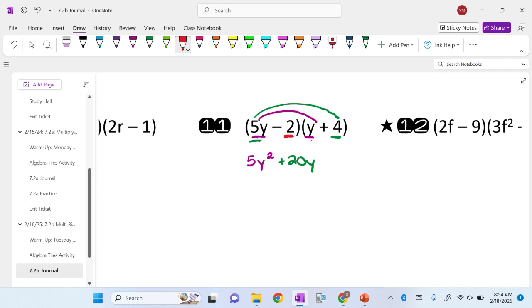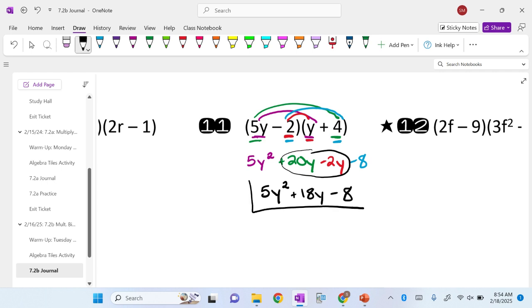Innards. So negative 2 times y. What's negative 2 times y? Negative 2y. And then lastly, my last. Negative 2 times 4 is negative 8. Then we just combine like terms, which are only my singular y's. So this would be 5y squared. 20y minus 2y is what? Positive 18y minus 8.